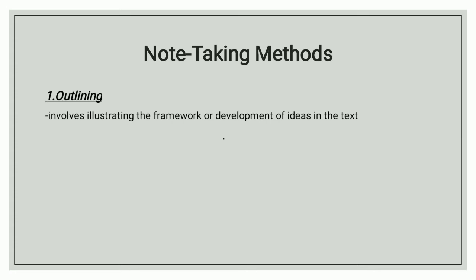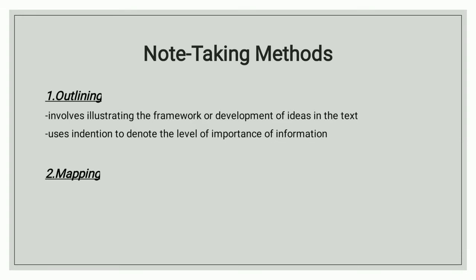First is outlining. This involves illustrating the framework or development of ideas in a text. It uses indentation to denote the level of importance of information. This method is great for organizing ideas, but it requires more thought and is not the best method to use if the lecture or listening text is too fast.